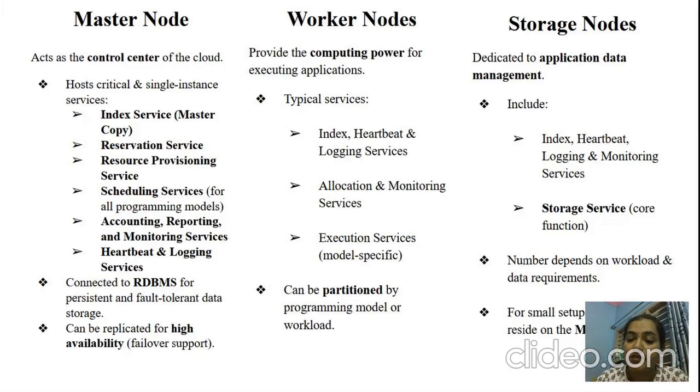The next type of node is the storage node. This storage node is dedicated to application data management. It includes index, heartbeat, logging and monitoring services. The only difference between the worker node and the storage node is that the worker node has no monitoring services, but the storage node has monitoring services.